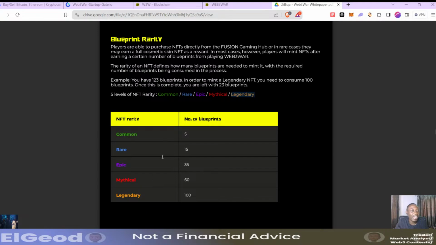All of that categorization definitely helps us know the amount of blueprints you need for each NFT, and it also carefully categorizes the rarities of these NFTs. I think that's also very interesting to know. For example, let's say you have 123 blueprints. In order to mint a legendary NFT, you need to consume 100 blueprints. That's what is written here. Once this is complete, you're left with 23 blueprints.